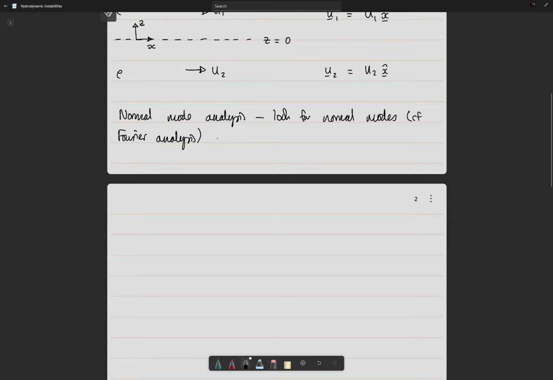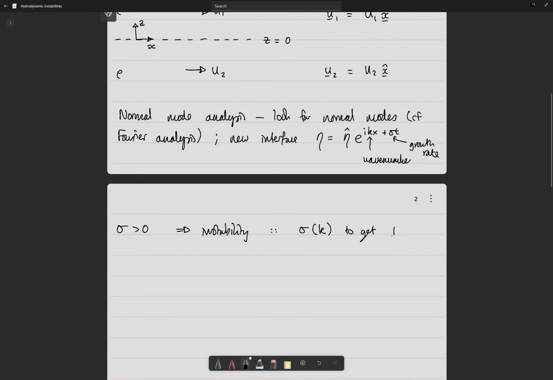So we want the new interface to be eta, which is equal to some constant times e to the i(kx plus sigma t). Now this k here is a wave number for the instability, and this sigma is a growth rate. If sigma is positive, then this new perturbed interface is going to grow exponentially. If it's negative, it's going to decay exponentially. So if it's positive, sigma greater than 0 implies instability. And more specifically, we can work out sigma as a function of k to get the growth rate of a certain mode, the normal mode with wave number k.